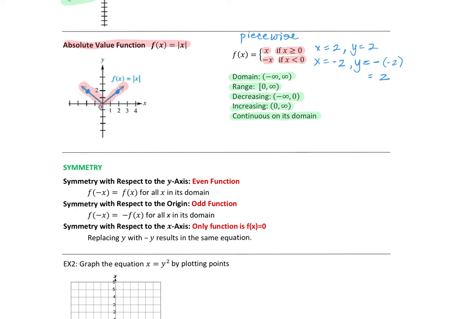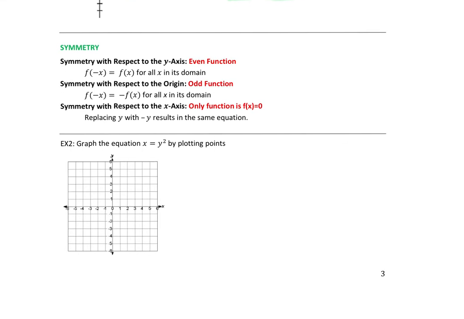So now that we've talked about some basic functions that kind of show up a lot, what we're going to do next is talk about symmetry, because sometimes graphs have symmetry, and if you're graphing by hand and you know there's symmetry, that would mean that you have to plot fewer points, because you can use symmetry to help you out with your graphing. So the first type of symmetry we're going to look at is symmetry with respect to the y-axis.